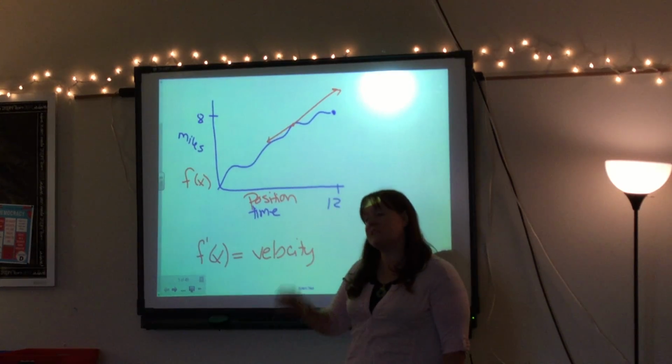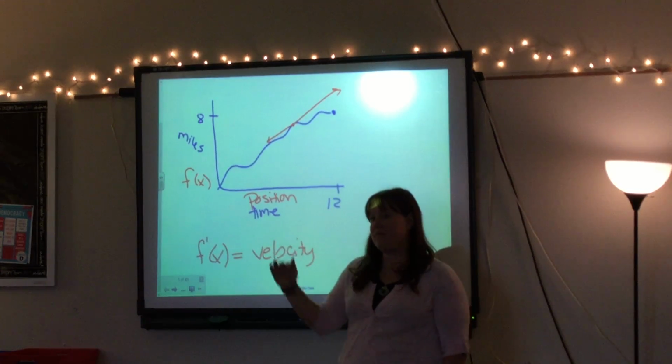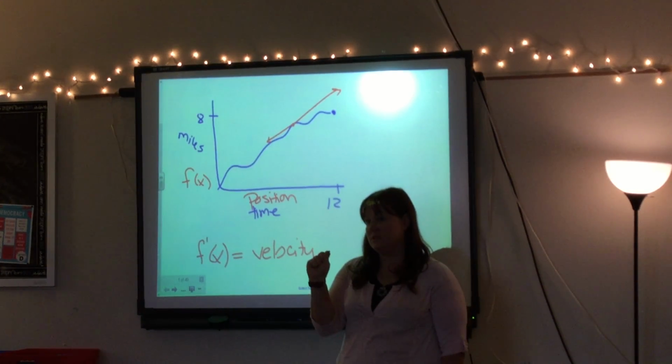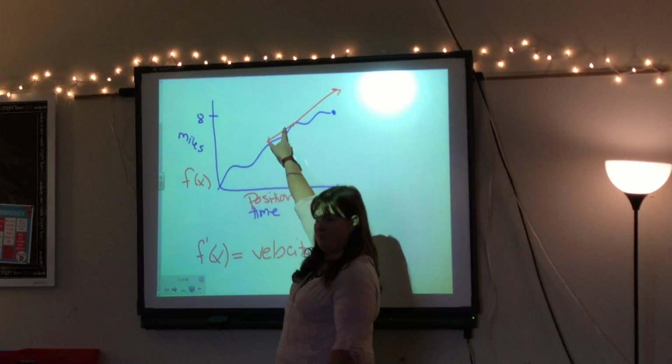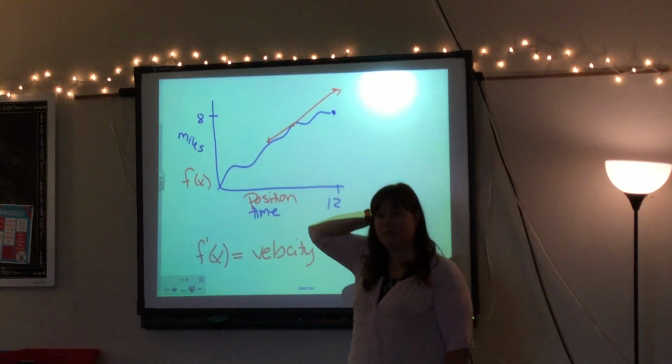Velocity is my rate of change, right? It's how fast I'm changing at that moment. So the rate of change at this point is my derivative. Each point is a different spot, so you can take the instantaneous velocity at each one.